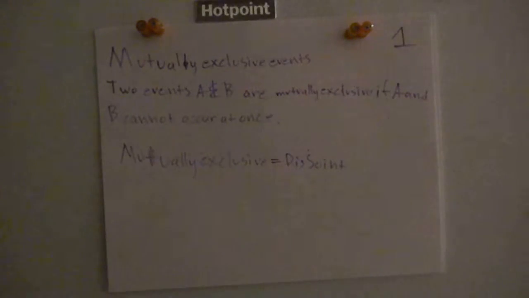For our second segment, we'll be going over mutually exclusive events and the addition rule. Two events A and B are mutually exclusive if A and B cannot occur at once. Mutually exclusive is synonymous with disjoint. They're the same thing.